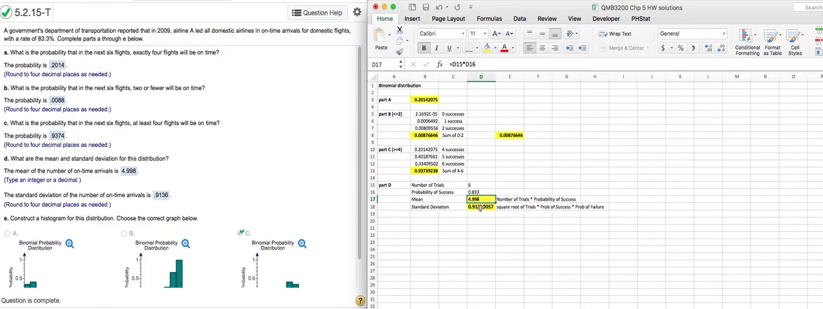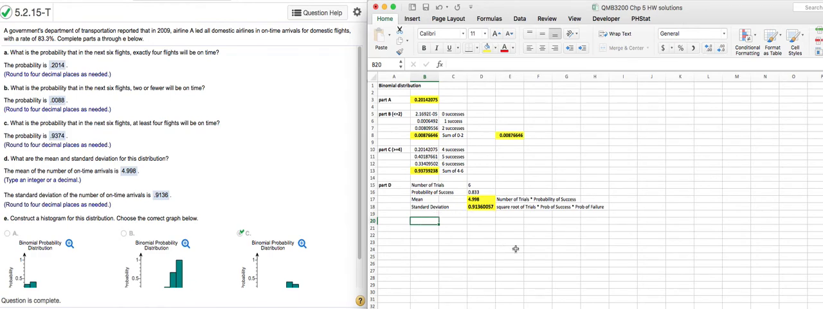So that's equals our mean for the problem. And then for standard deviation, we're using the square root function because the formula is the square root of the trials times the probability of success times the probability of failure. So probability of failure is just the complement of the probability of success, technically 1 minus 0.833. So put that all together in the Excel function up here, the formula bar, and we've got a standard deviation of 0.9136.